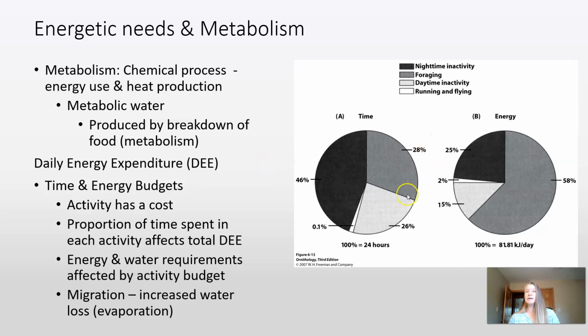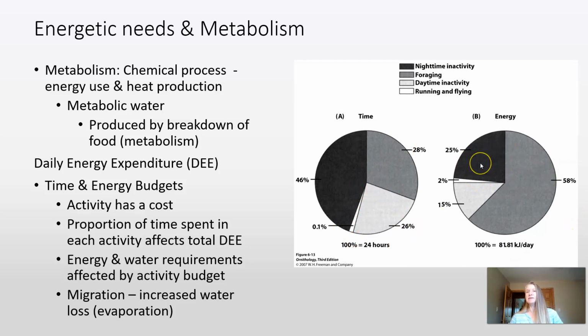So over here I have a figure from another ornithology textbook, and it's talking about the time budgets with nighttime inactivity, about 46% of the time, 28% of the time foraging, 26% of the time daytime inactivity, and then running and flying, so moving around outside of just foraging. And what's the energy that it takes?